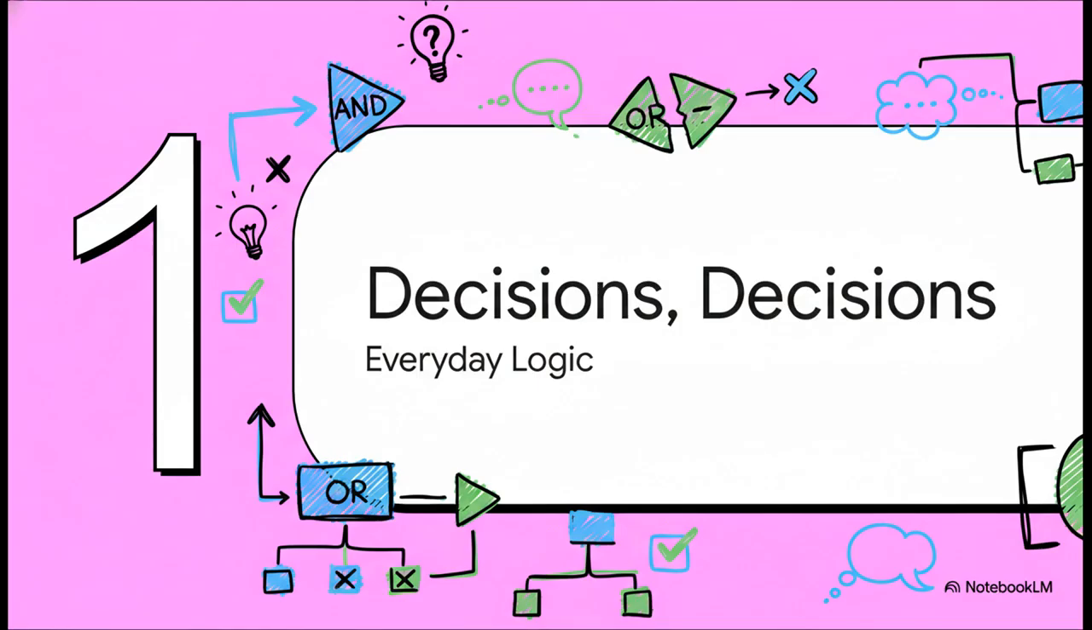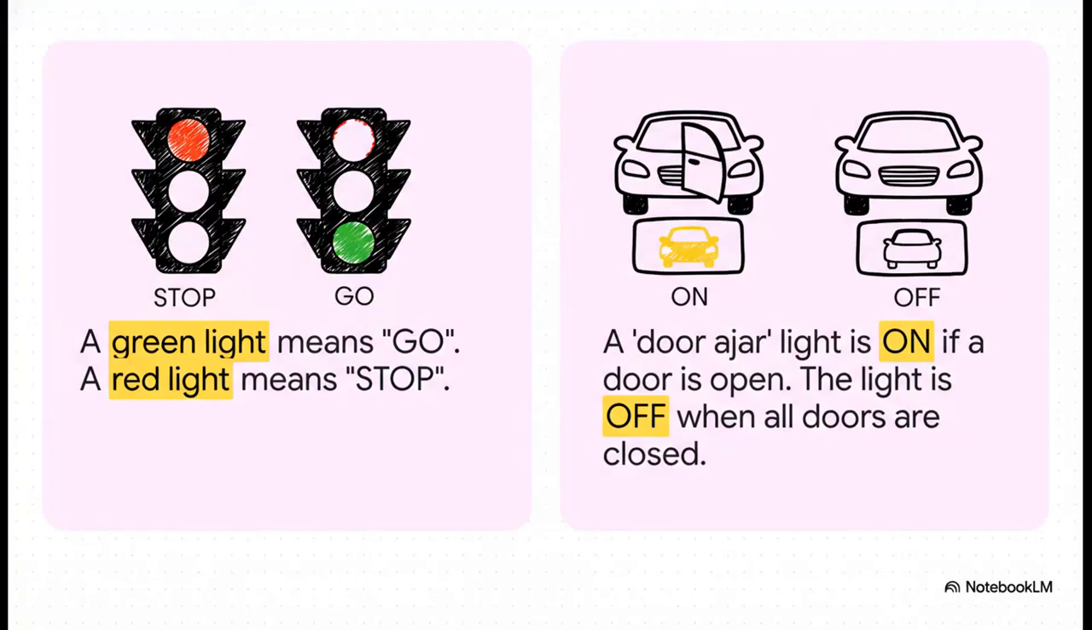All right, so computers think in ones and zeros. That sounds kind of robotic and alien, right? But here's the thing, it's not. We actually use this exact same kind of logic constantly every single day. We just don't really think about it. Just think about a traffic light. Green means go, red means stop. It's a simple binary choice.